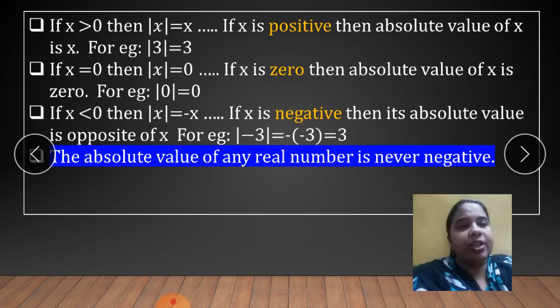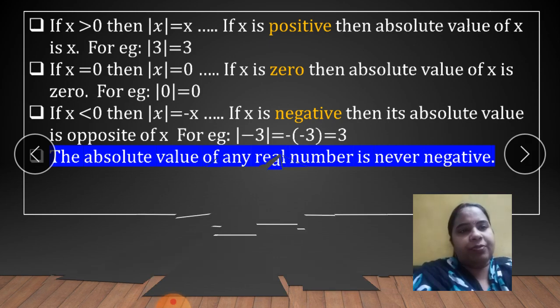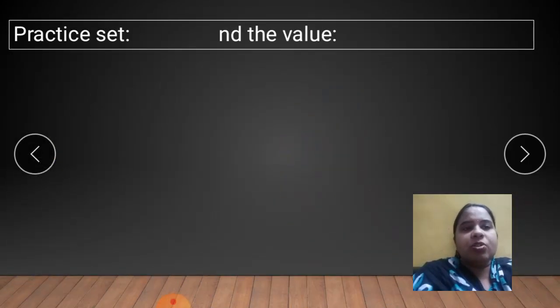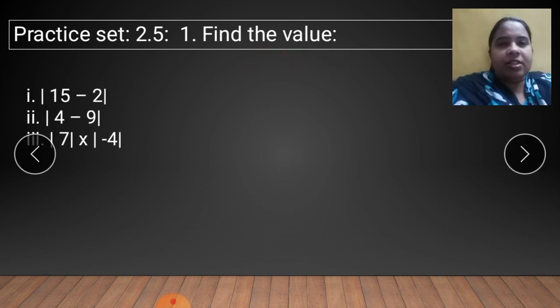Now with this knowledge, we are going to start with our exercise sums, the last exercise, that is 2.5. So the first sum, see the question, what they are asking us. They are telling us to find the value, in which they have asked us 3 simple questions. Now these are 1 mark questions, not more than that. But all the 3, see, they are different from each other. Let's see what is the difference.